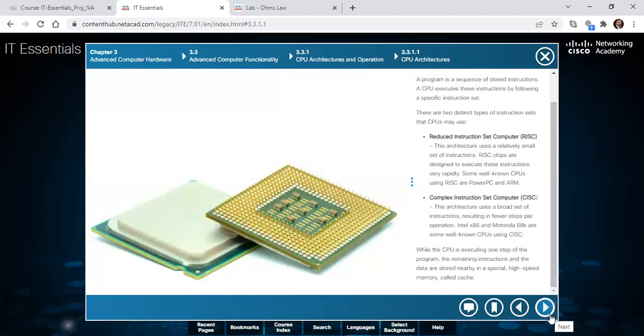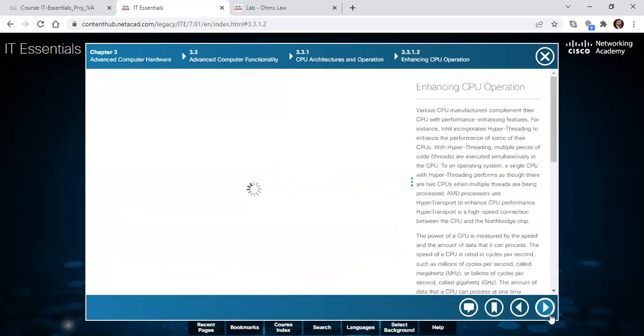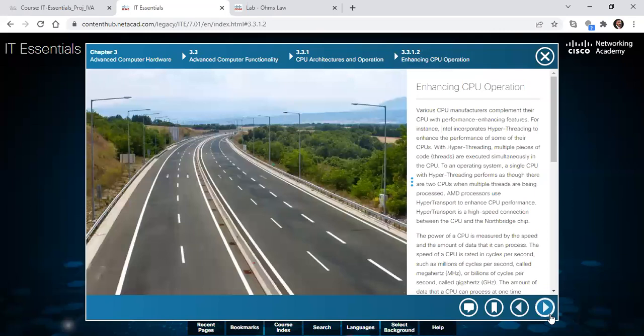So for every instruction that goes around your computer system, there is a memory called cache. All right, so let's move on to see the operation. They're using a highway example for you. So let's follow up and understand the enhancing CPU operation.